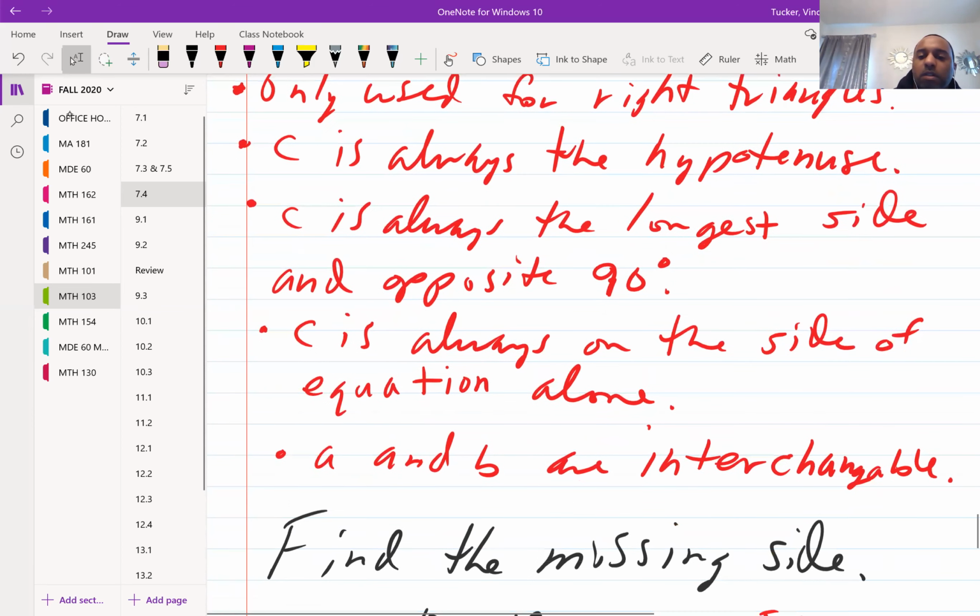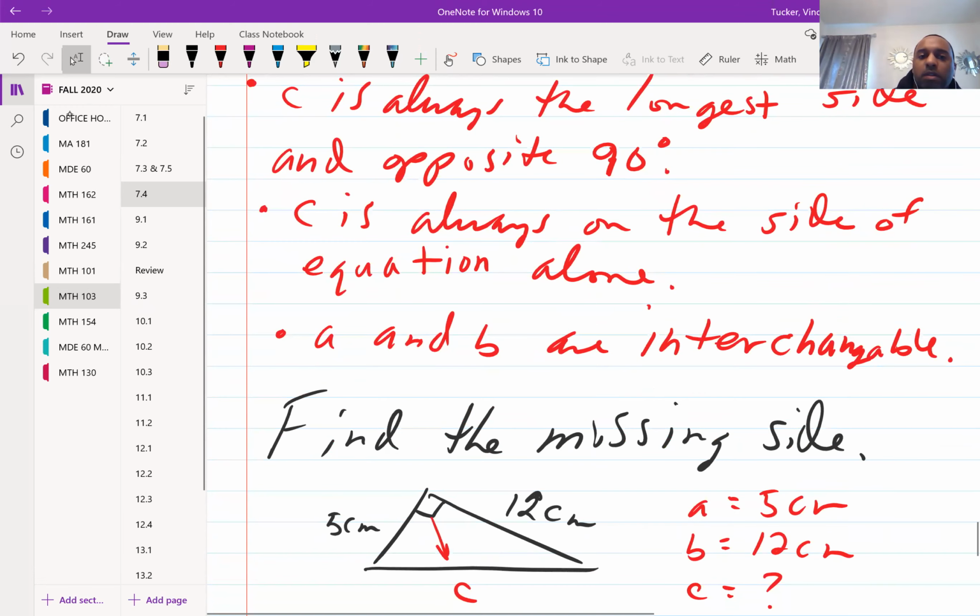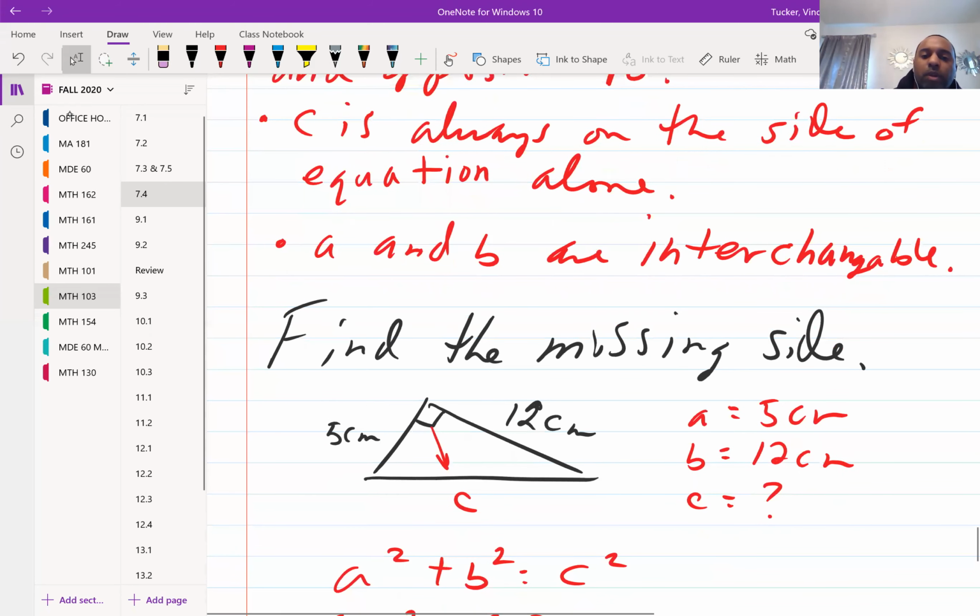All right. So I want to find the missing side. They give us 5 centimeters for one side, 12 centimeters for the other. And then the side that's opposite the 90 degrees, that's the missing side. So that would be C. So don't forget, C is always opposite the 90-degree angle, and it's always our longest side. So once we've done our calculation, if C is not larger than 12, then somewhere we went wrong.